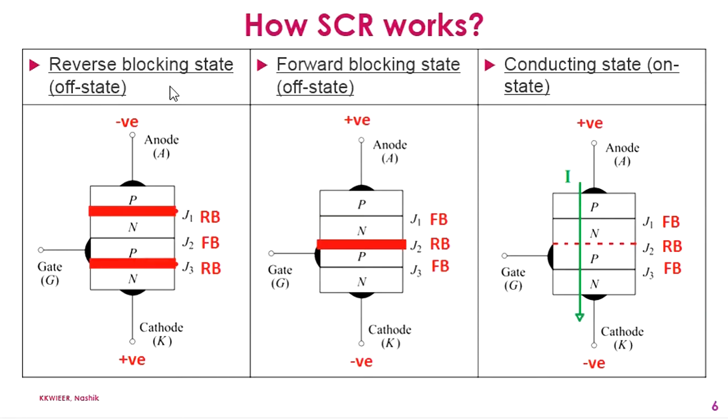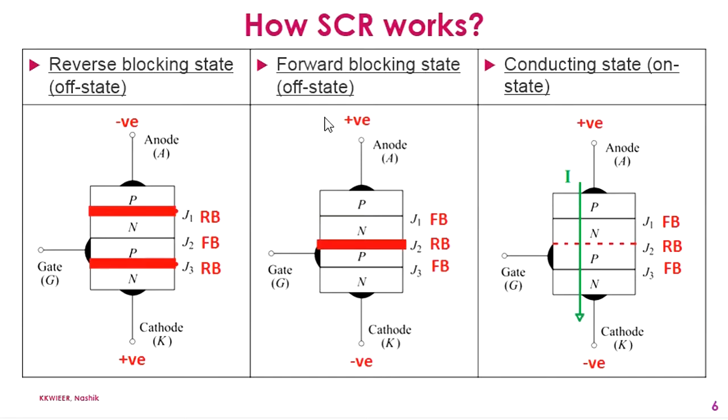So in the reverse blocking state, we connect the positive terminal to the cathode and the negative terminal to the anode. Due to the reverse biased J1 and J3 junctions, depletion layers will form and block the current flow. Now we will see what happens in the forward blocking state.